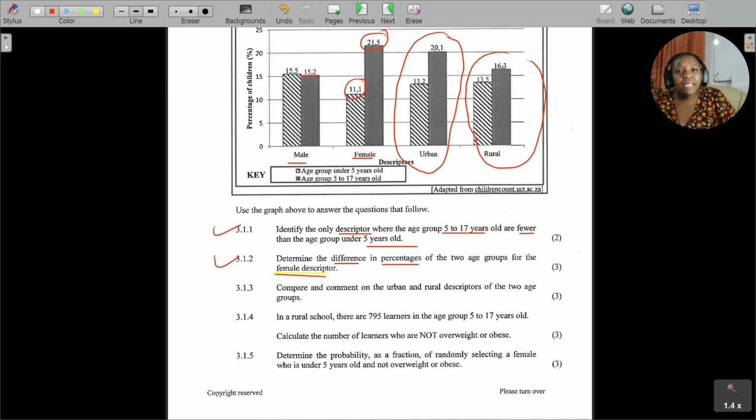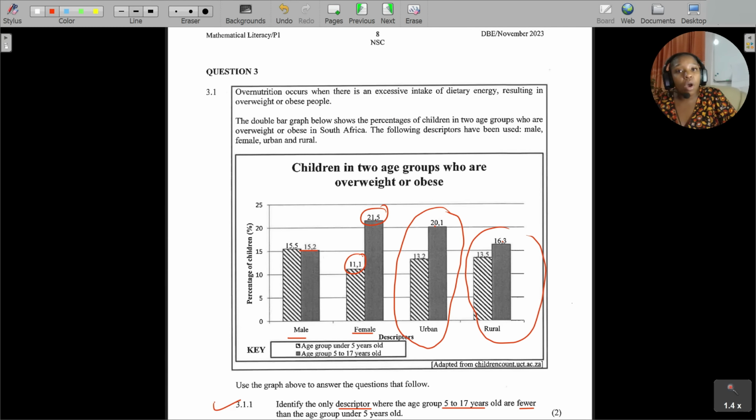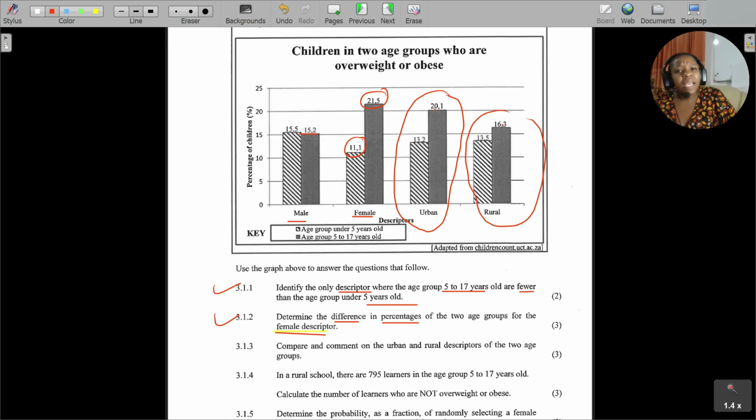So we can basically see that when you're looking at the zebra patterns, children of the age group of 5 years old, in both the urban and the rural, the percentages of children that are overweight and obese is almost the same, because it's 13.2 here, but 13.5 here. So for the children that are under 5 years old, it's almost the same.